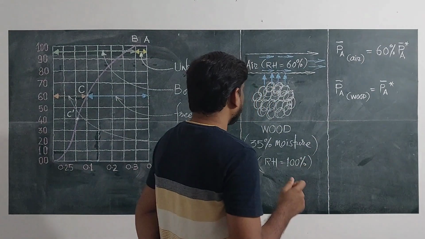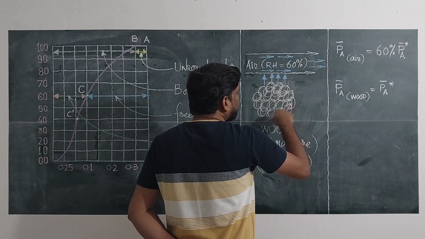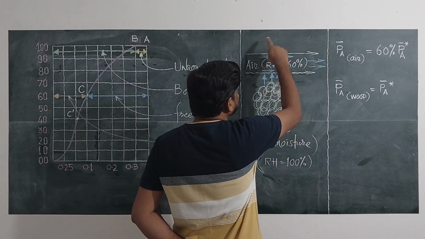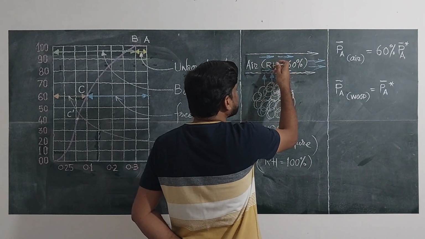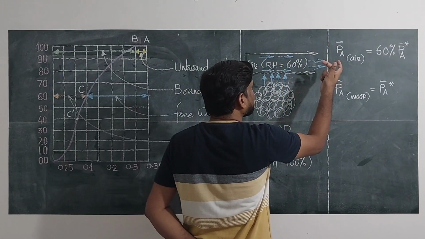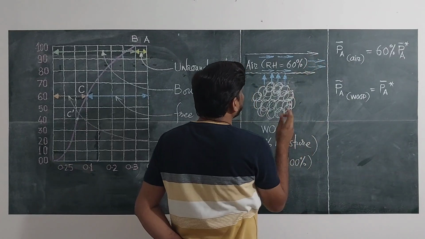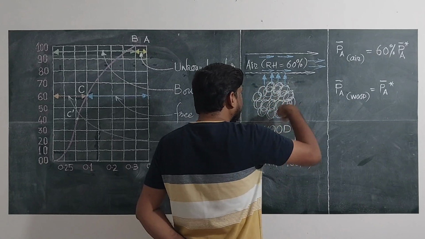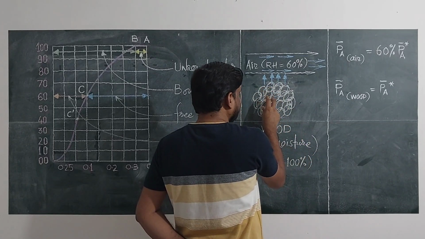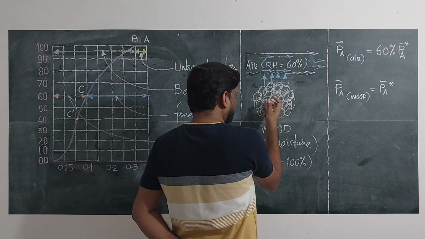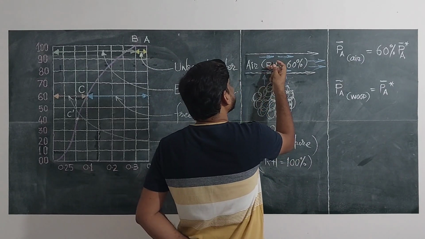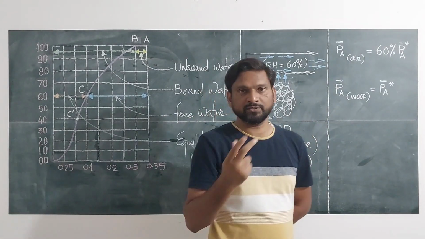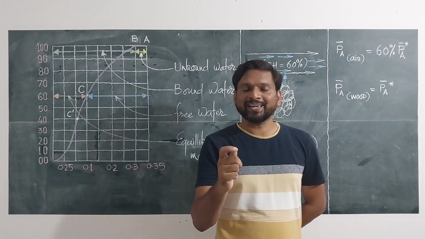So naturally, the partial pressure of water in wood is equal to vapor pressure, and the partial pressure of water in air is 60% of vapor pressure. So naturally there will be evaporation of the water contained in wood as moisture. As soon as it evaporates, it mixes with the airstream and goes away. In this way, drying occurs. That is the mechanism of drying.